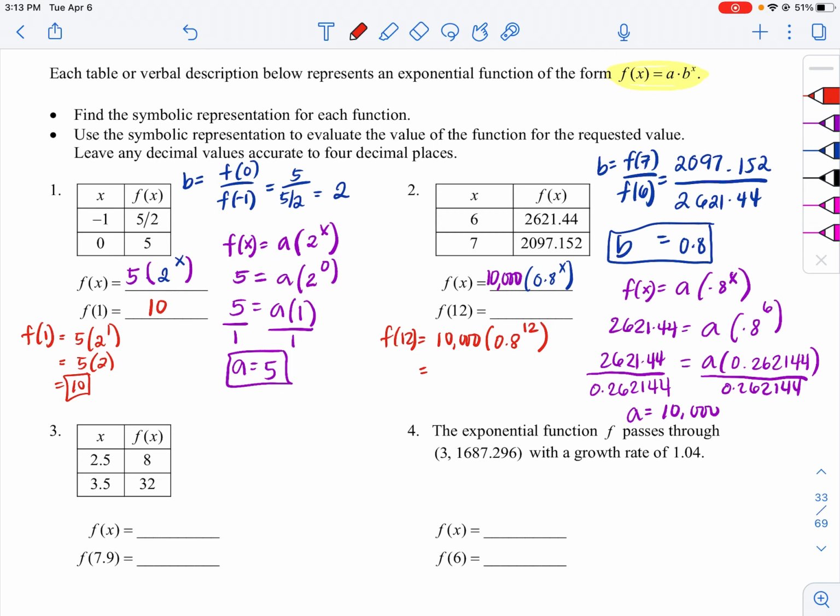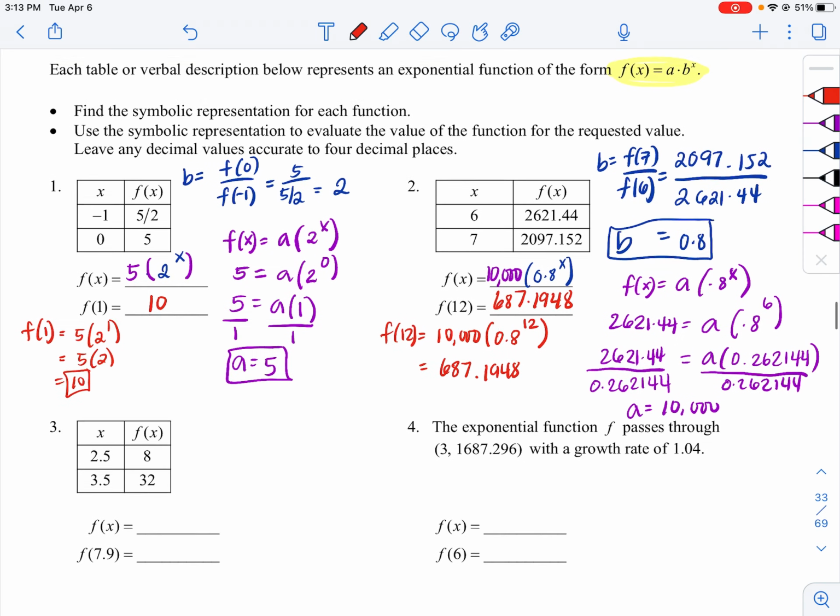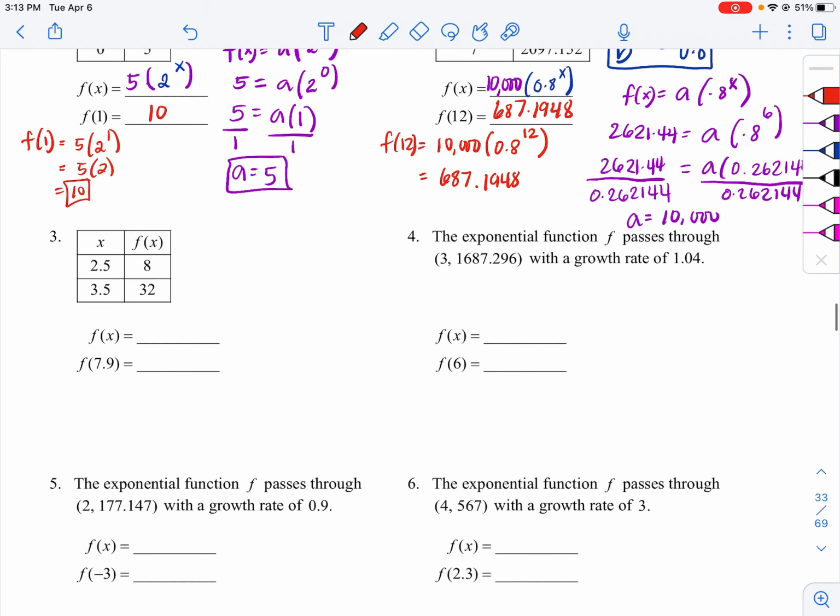So I can't do 10,000 times 0.8. Please make sure you do 0.8 to the power of 12 first, then multiply the answer by 10,000. And hopefully, you will get 6871948. All right, there you go. That wasn't that bad, right? Let's move on to number 3.